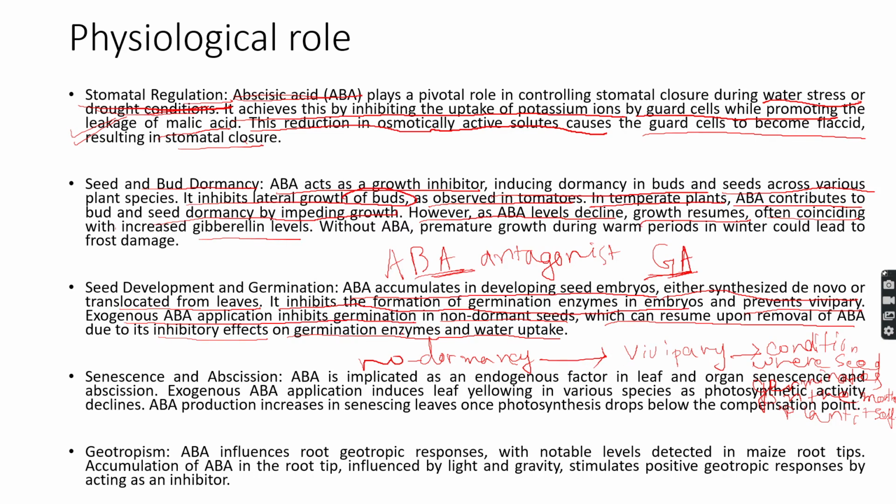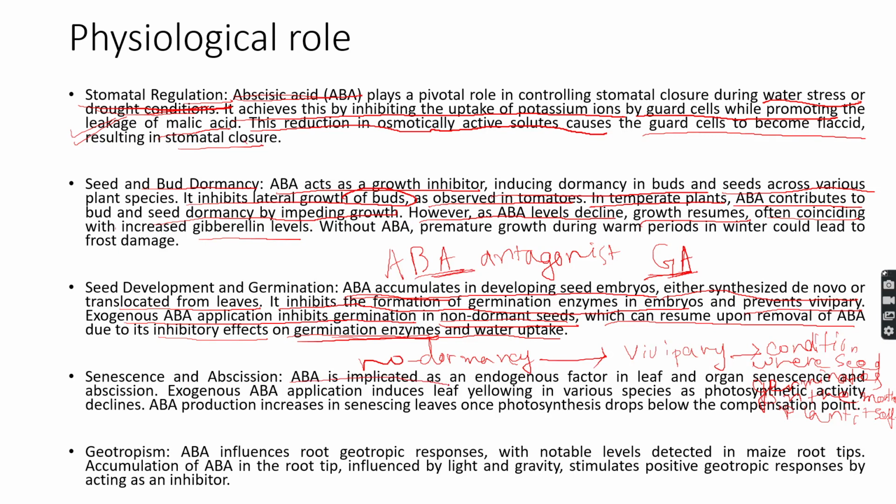Okay, so when ABA is not there, there will be such conditions, non-dormant seeds which can cause vivipary, and if there is ABA, this condition can be overcome. Basically what is happening is that ABA has an inhibitory effect on the germination enzymes. That's why this is happening. Next is senescence and abscission.